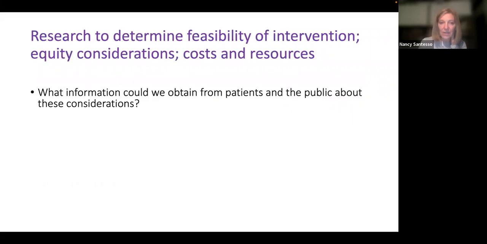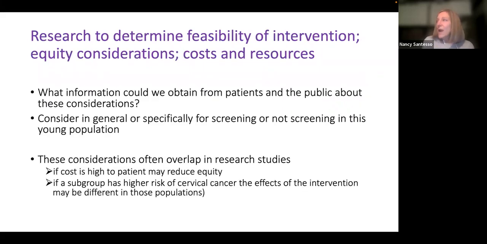I think I put that in the next slide. There's a lot of overlap in the type of information around feasibility, costs, and resources because something may not be feasible because you can't afford it. We may end up having some equity issues because someone can't afford it because of the costs of the test. So these are very much overlapping, but I think the key point here is that you may look for studies for values and preferences or feasibility, and find that you're also obtaining some information about equity issues and costs and resources.